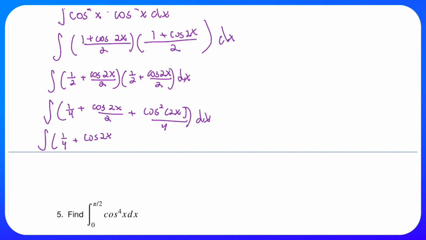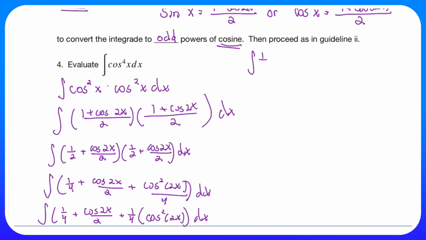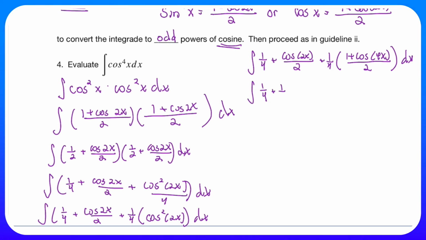Now the first two terms are ready to integrate, but in the last term I have a cosine squared of 2x, so I need to do the power reduction formula again so I can get down to a single power of cosine. I'm going to replace that cosine squared of 2x with (1 plus cosine of 4x) over 2, doubling the 2x to a 4x angle. And so now my integral is finally simplified down to 1/4 plus 1/2 cosine of 2x plus 1/8 plus 1/8 cosine of 4x dx.